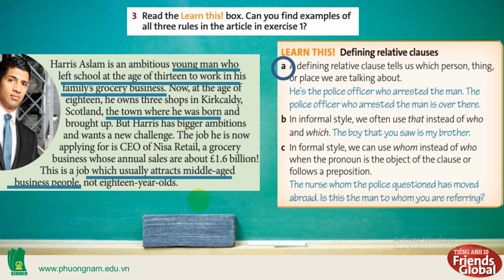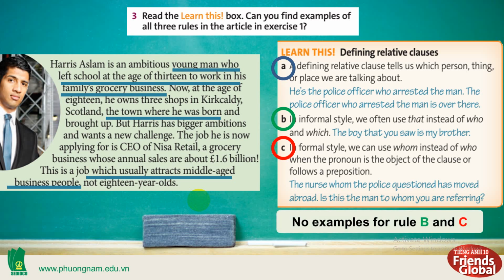And how about B and C? Can you see that here? Can you see whom here? No. So we say that there are no examples in the article for rules B and C. Now it's time to practice.